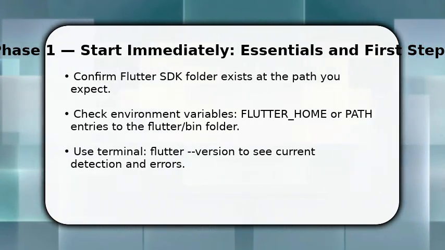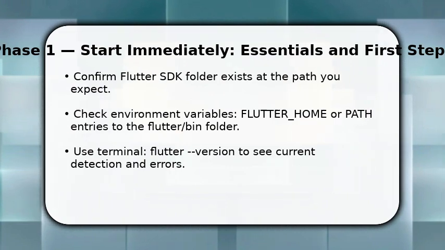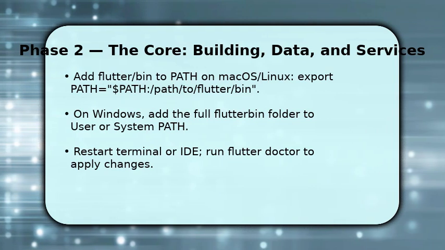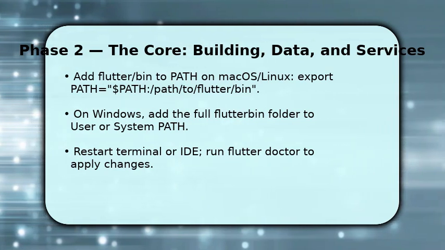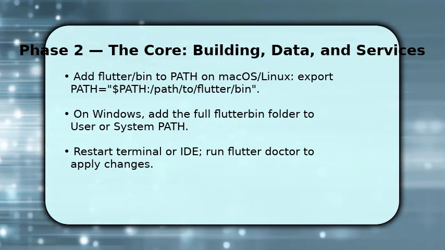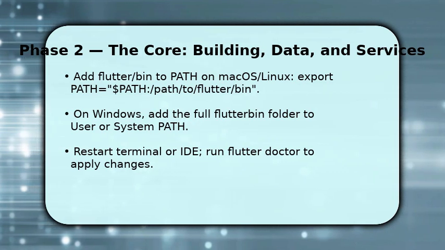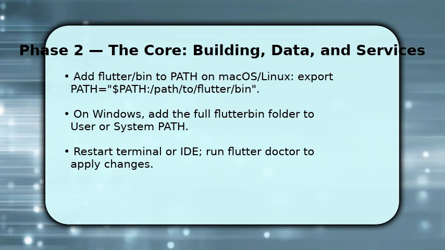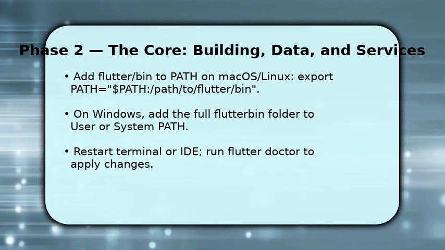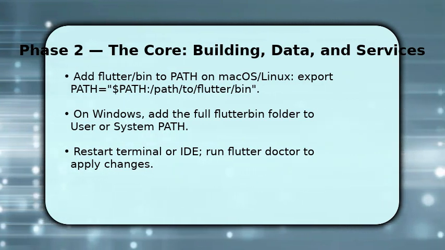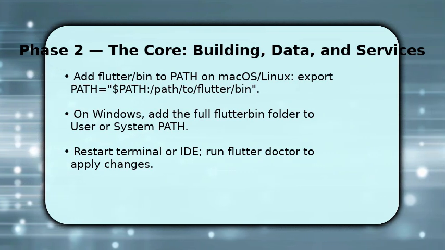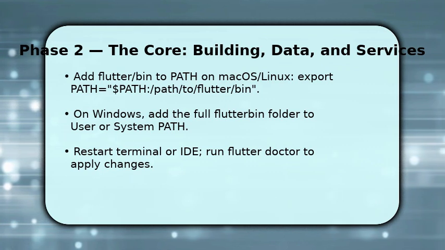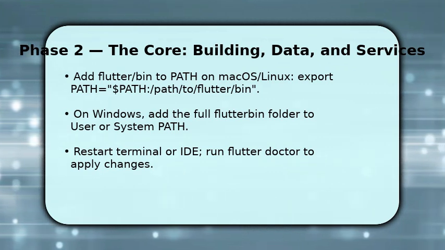Now you correct environment configuration. On macOS or Linux, export PATH with the exact SDK folder, include flutter/bin, then source your shell profile so changes take effect. On Windows, add the flutter/bin folder to the user or system PATH via system settings, then close and reopen the command prompt. Make sure to restart the IDE as well, because it caches paths. Once everything is updated, run flutter doctor. It validates SDK detection and highlights issues.